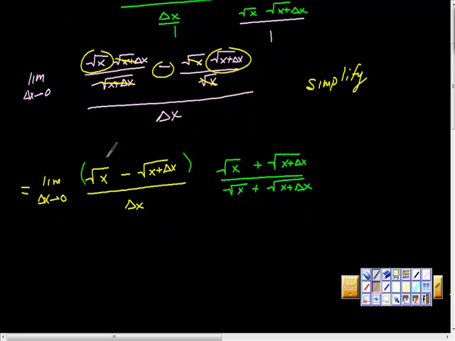The reason we do this is because it becomes a difference of squares, doesn't it? So if you did FOIL here, and I'm not going to do it for you, you would get x minus x plus change in x, which is what that would simplify out to, all over this change in x, times the sum of the square roots.